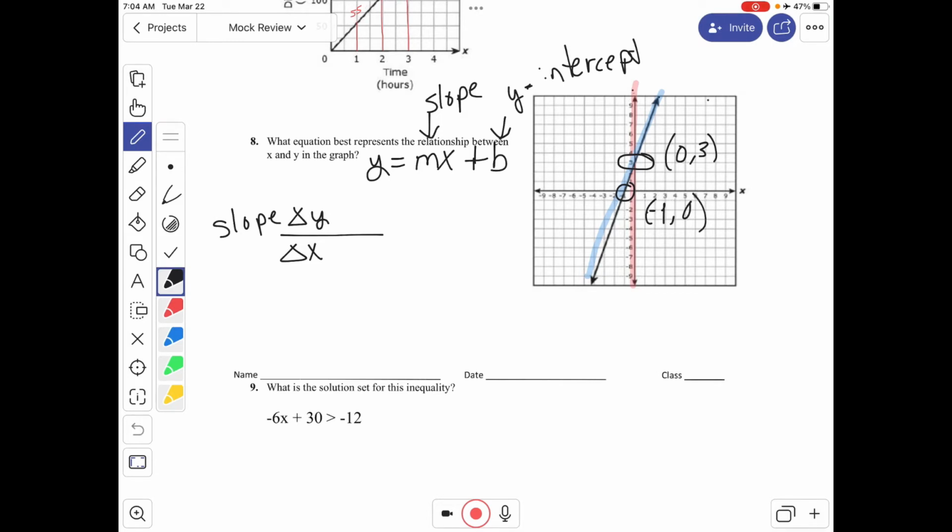Remember, this is the y, and the other number is the x. You'll also need to remember the rules for integers. Keep, change, change. So once you find the slope, you plug it back into the formula. And again, the y-intercept is where they cross.